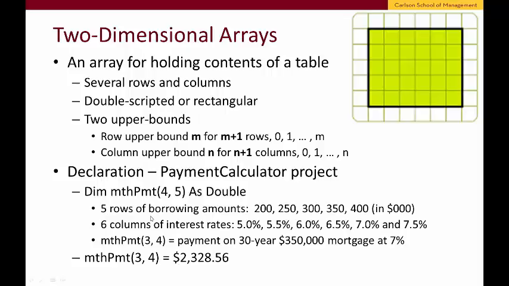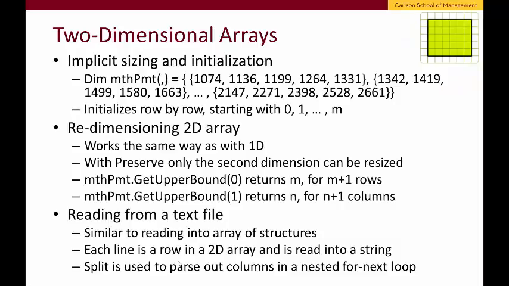Each of the 5 rows represents different borrowing amounts, right, 200 all the way to 400 in increments of 50,000, and each of the 6 columns represents different interest rates from 5 to 7.5 in increments of 0.5%. So, for example, mthPmt(3,4) at the intersection of row 4 and column 5 is a payment on a 30-year $350,000 mortgage at 7% interest rate, and it happens to be $2,328.56.